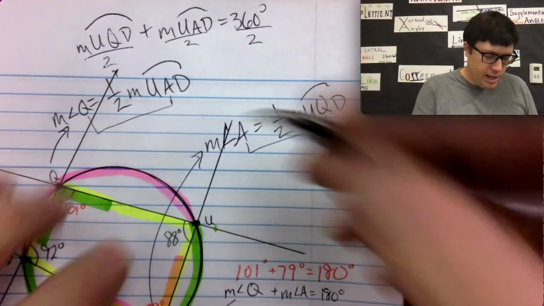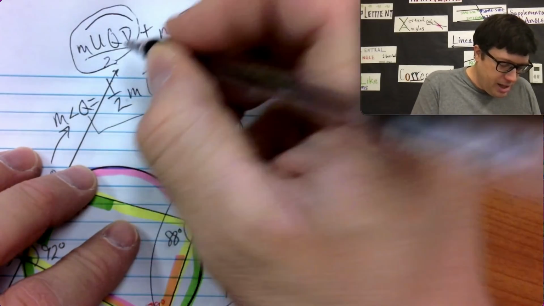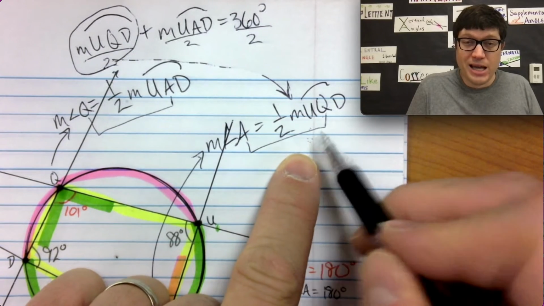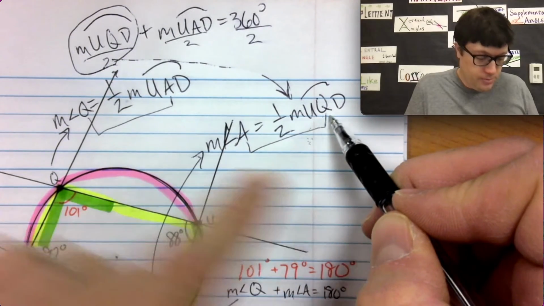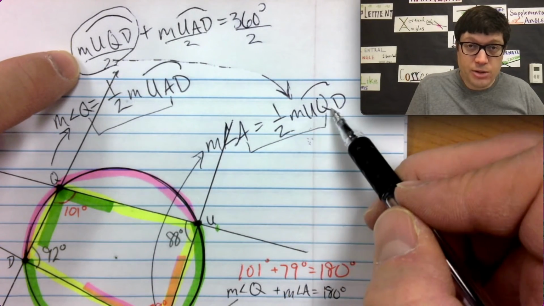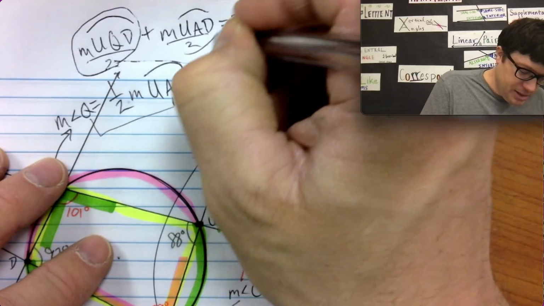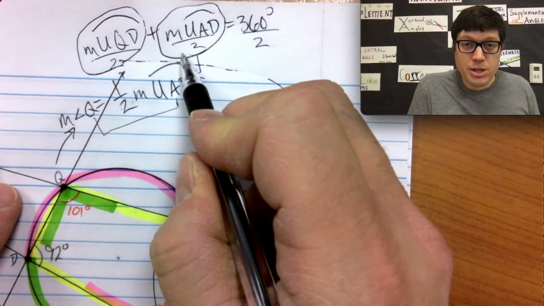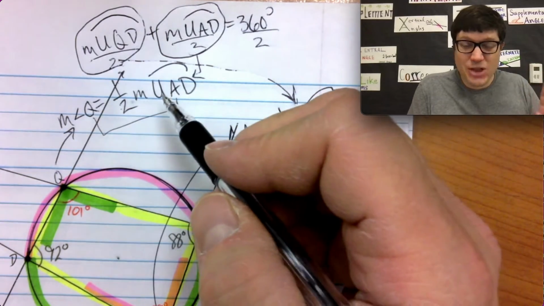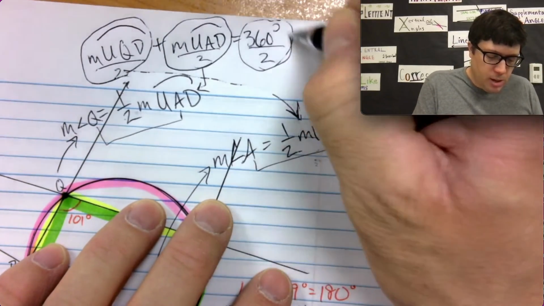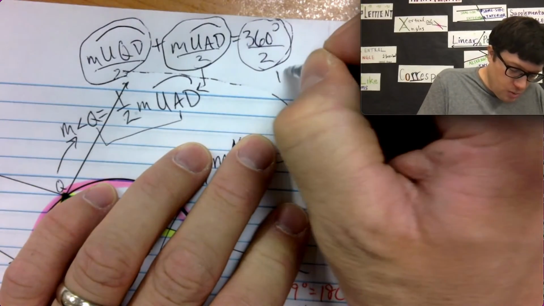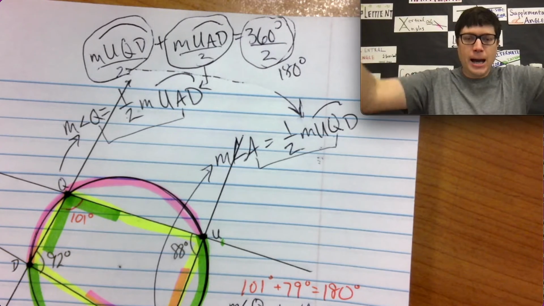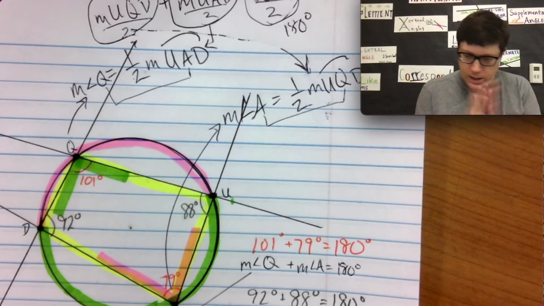There's a clever reason, right? UQD, if I divide by 2, is this thing. 1/2 UQD, divide by 2, same thing. And divide UAD by 2, that's this one. 1/2, same thing. So then, last part, 360 divided by 2 is 180. Oh, ho, ho, my 180 is happening. It's happening. And so therefore I can say this. Oh my God, I'm almost done.